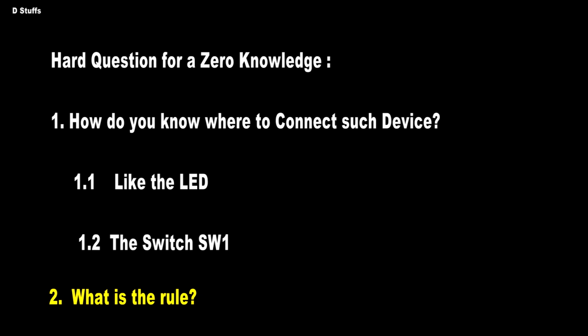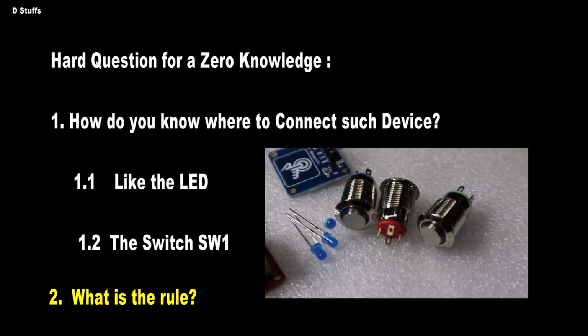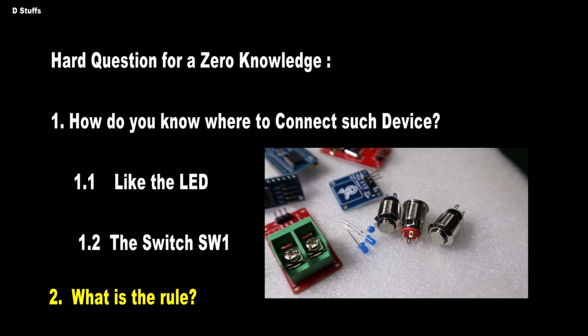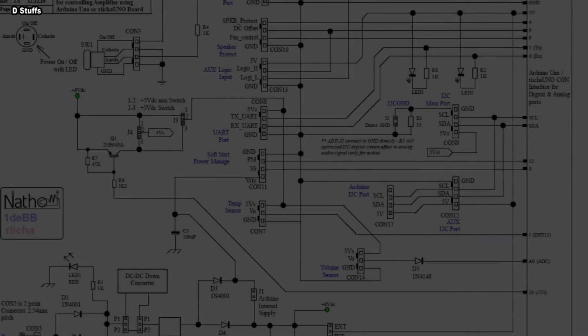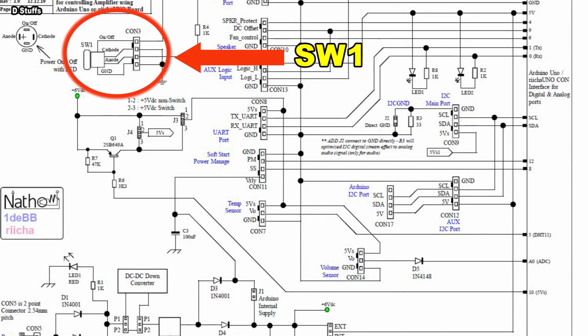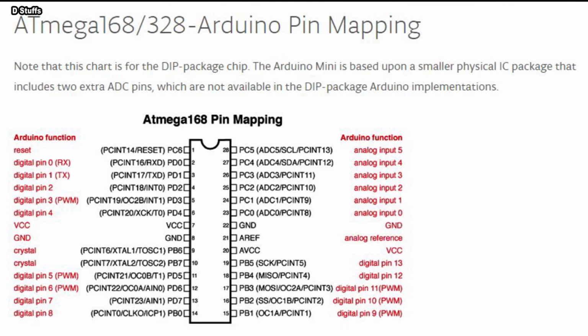But the question remains, how do you know where to connect such devices like the LED or the switch? That is a newbie, real hard question actually, which could be a nightmare if you really have zero knowledge. For example, where did I connect the SW1? Which port? And why did I use this port? To answer this question, you need to understand the pin mapping of the Arduino Uno.